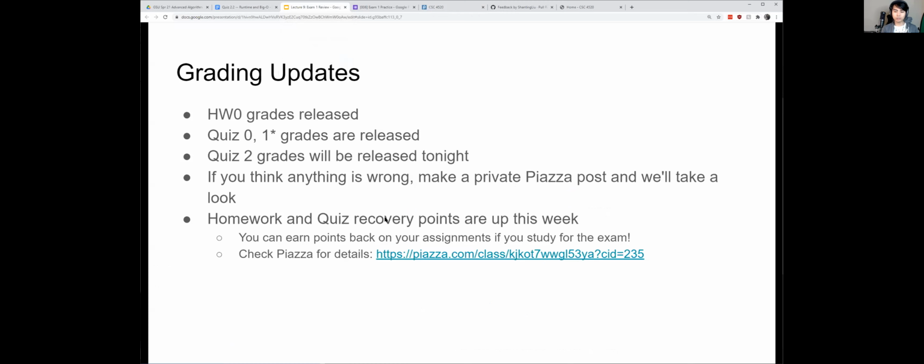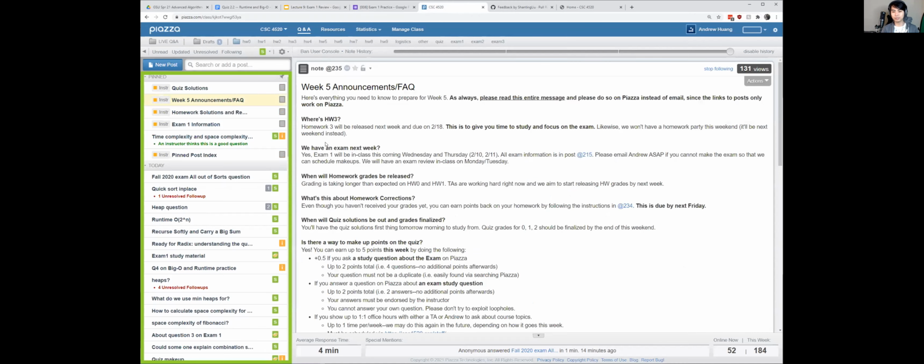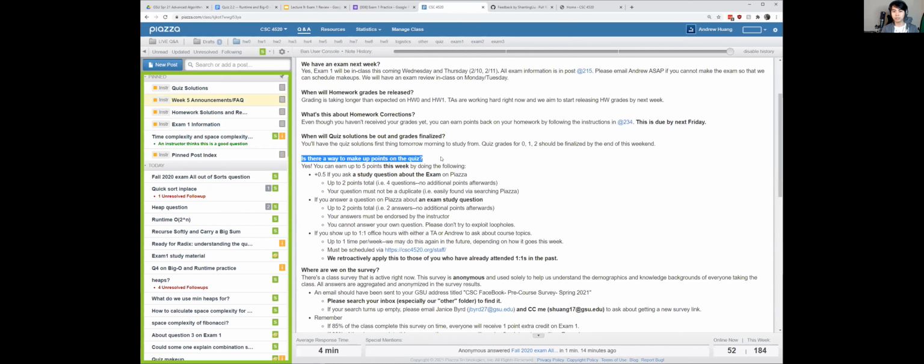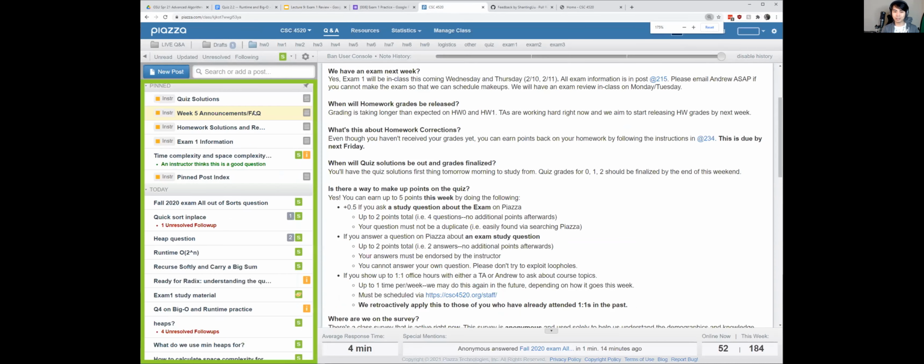Can we do quiz corrections as well, as people are asking? Yes, you can. If you look at the announcements here, there is a way to make up the quiz. You can earn up to 5 points back this week by doing the following. If you ask a study question about the exam on Piazza, you'll get 0.5 points back. You can do that up to 4 questions, which is 2 points total, and your questions must not be a duplicate, right?